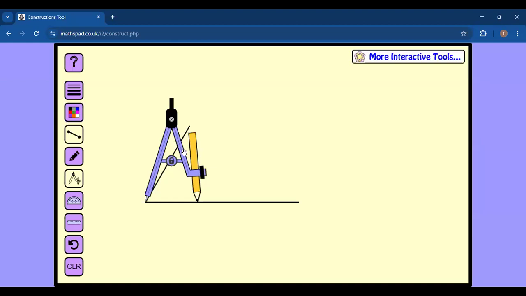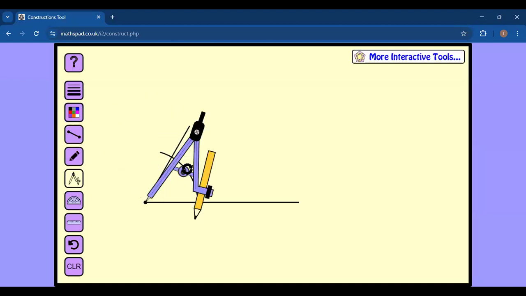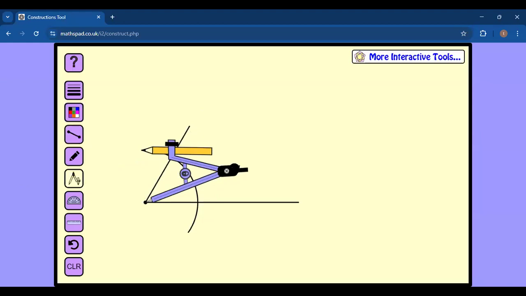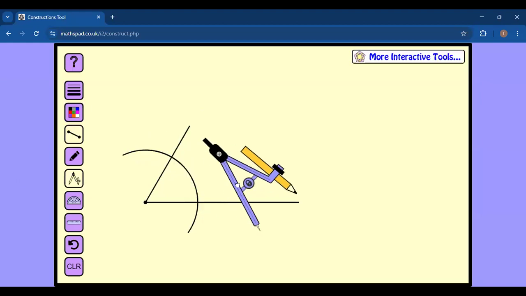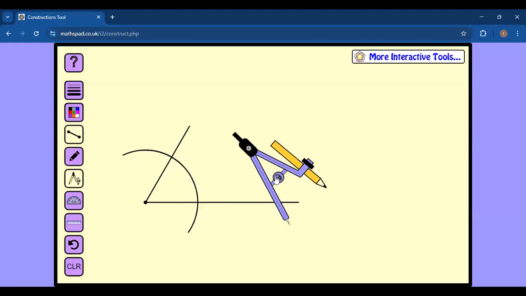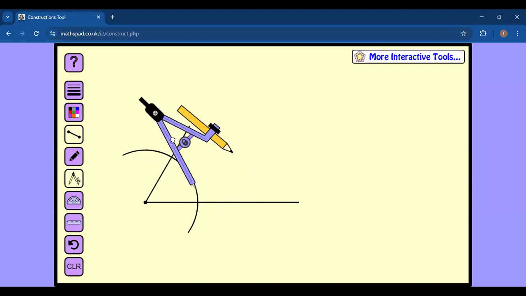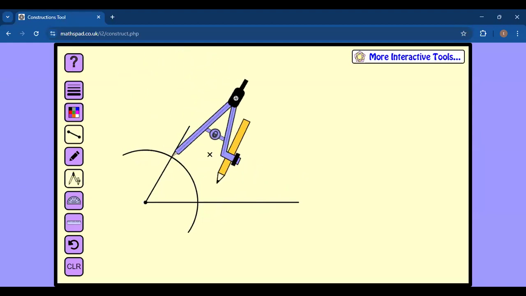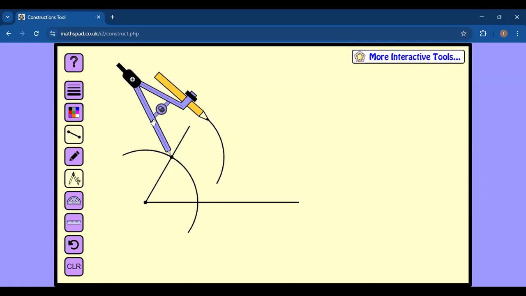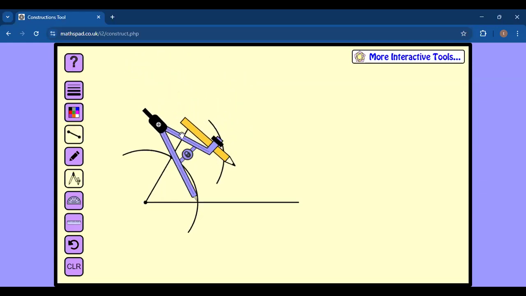What we're going to do here is draw a what? An arc. Draw an arc like that. All right, so that's our first arc. Then we keep the width of the compass the same. We come to the top and draw an arc in here, so it's going to be right here. Boom. We come to the bottom and draw an arc like so, like this.